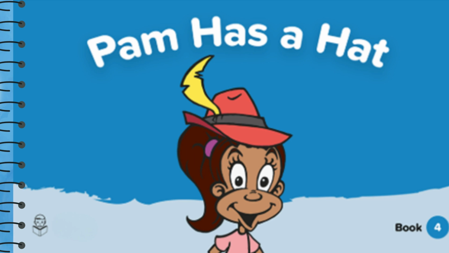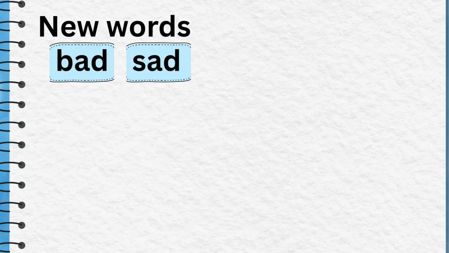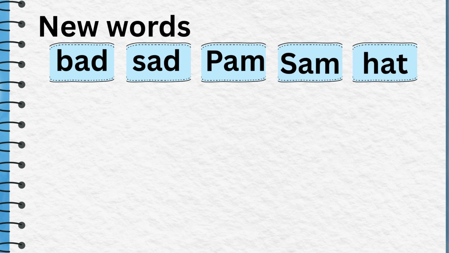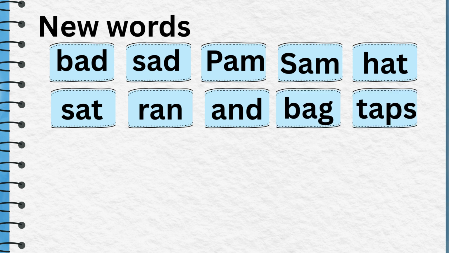Now we are going to read a book. This book is called Pam Has a Hat. Let's start by reading the words that will be in this book. Let's sound them out together. Bad, sad, Pam, Sam, hat, sat, ran, bag, taps.